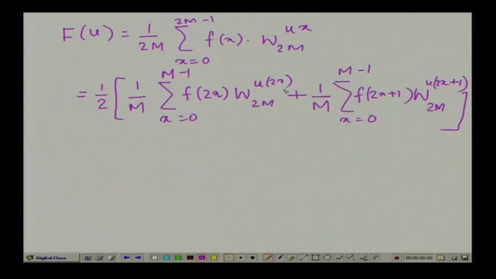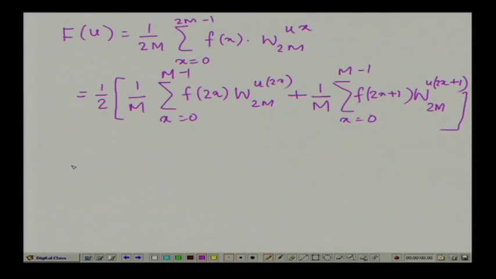Now, by this you see that what we have done, f(2x) as x varies from 0 to capital M minus 1, this gives us only the even samples of our input sequence. Similarly, f(2x+1) as x varies from 0 to capital M minus 1, this gives us only the odd samples of the input sequence. So, we have simply separated out the even samples from the odd samples.